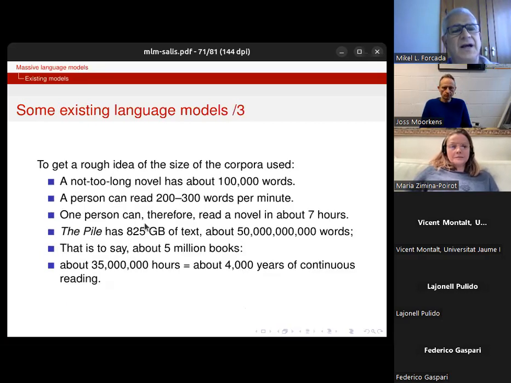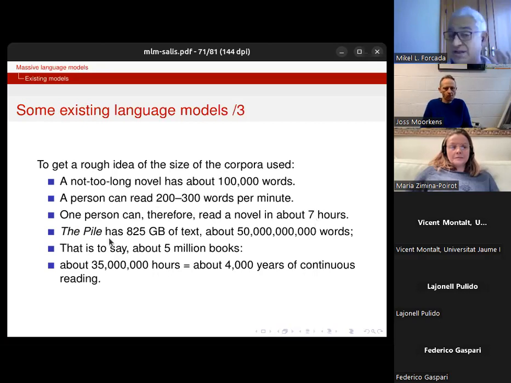So to get a rough idea of the size of the corpora used, this is just for you to visualize that. If you have a novel which is not too long, it has about 100,000 words. And a person can read about 200, 300 words per minute. So one person can therefore read that novel in about 7 hours.